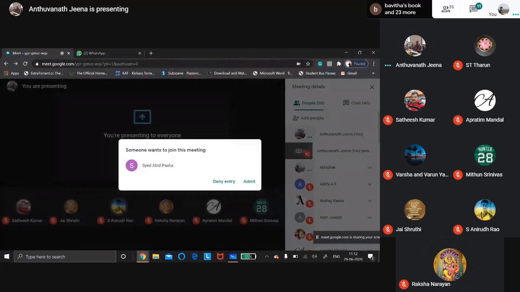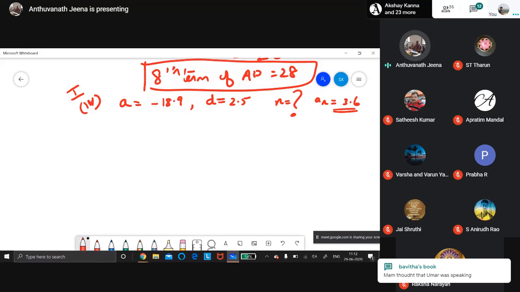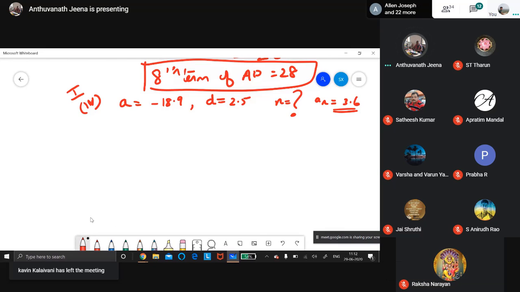Now, listen carefully. A is given. First term is given. Common difference is given. AN is given. You have to find out N. Nth means which term is 3.6. So the last term is given, but we don't know which term it is. Understand the concept. Otherwise, AP you can't do. Okay. Now you start with the formula.